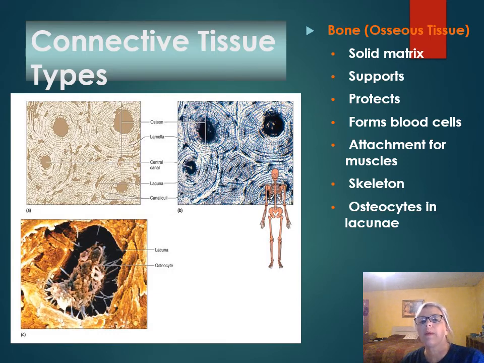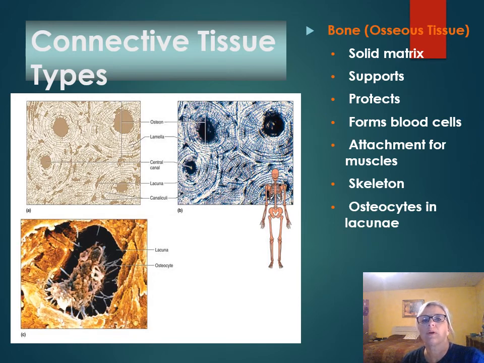These contain red marrow, which forms blood cells. They store and release inorganic ions and salts like calcium and phosphorus. So if your body needs calcium, it will pull it from the bones. In the compact bone, matrix is deposited by what we call osteoblasts in layers called lamellae.